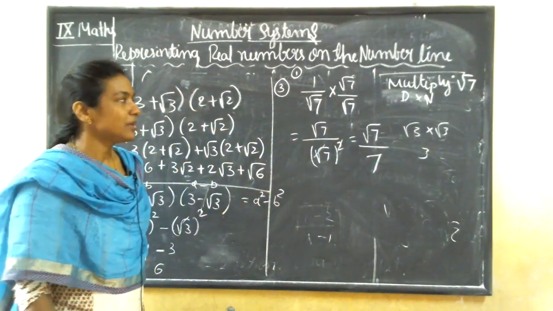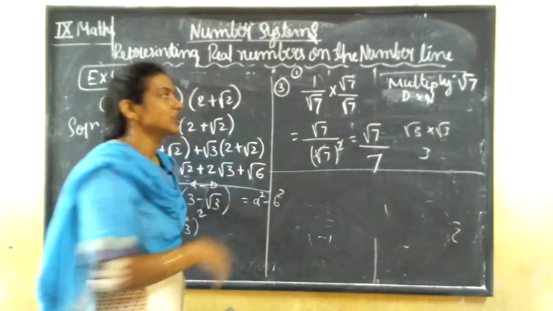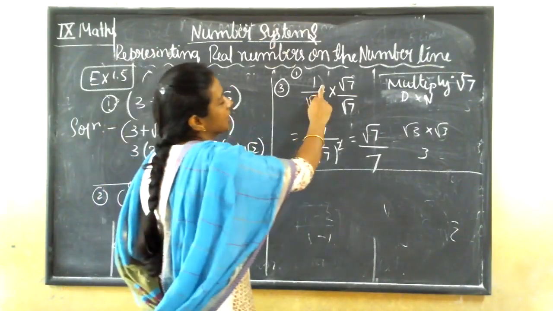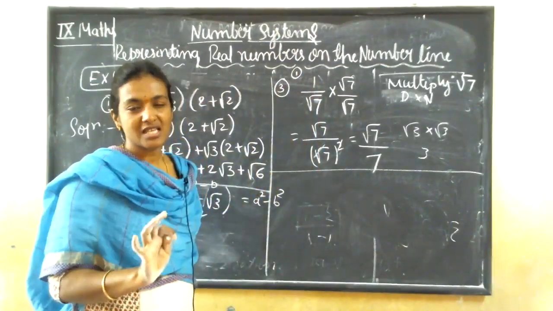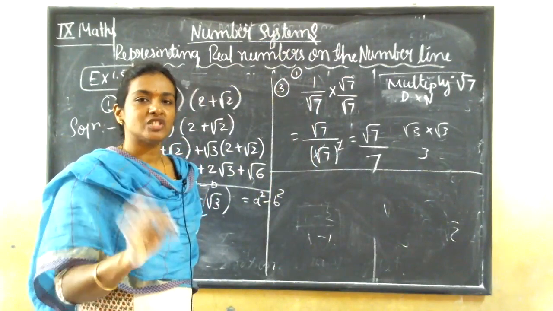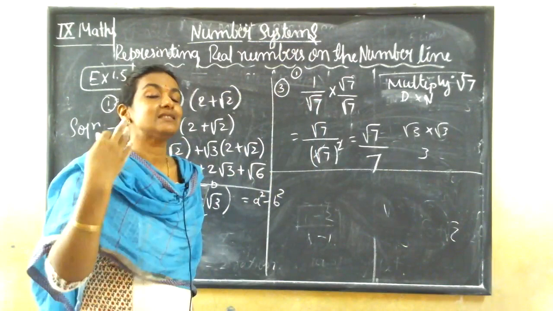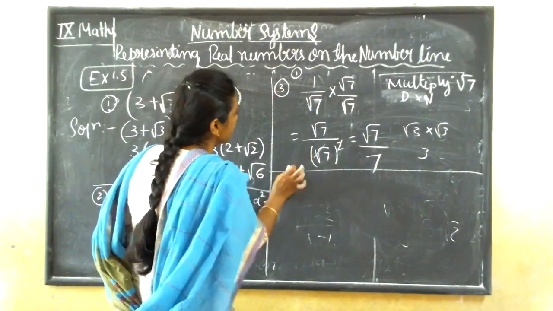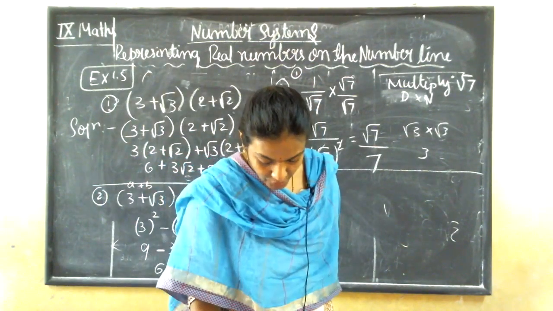Clear? That is 1 by root 7 is there. Root 7 you are going to multiply and divide for both the numerator and denominator. You will get root 7 by root 7. Nothing to do with the numerator here. They are just asking rationalize the denominator. So we are just going to concentrate on the denominator, how to rationalize them if it is an irrational number. Clear? The same way you can do the remaining also.